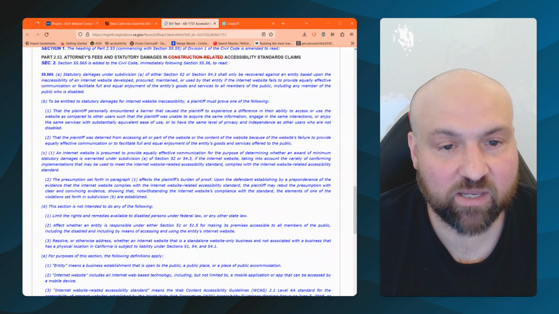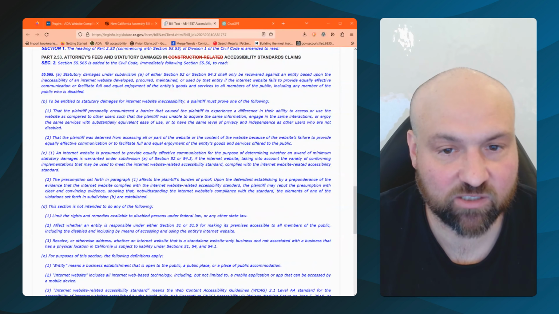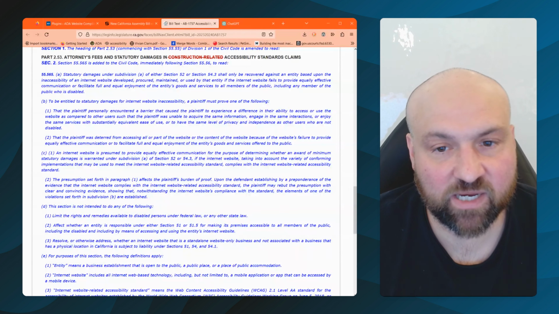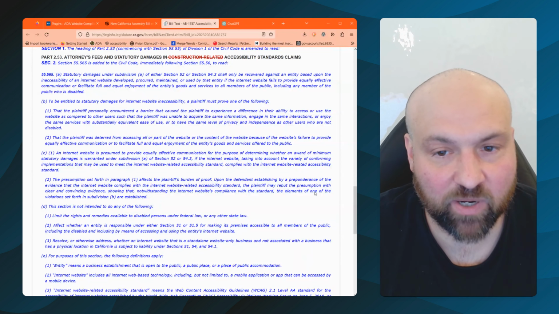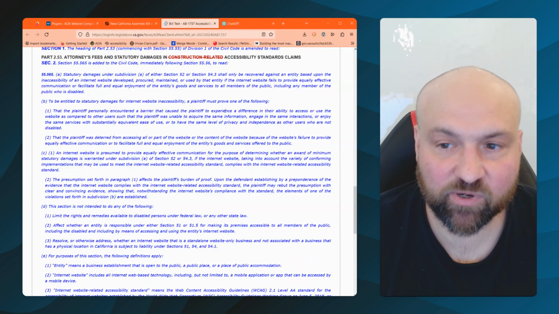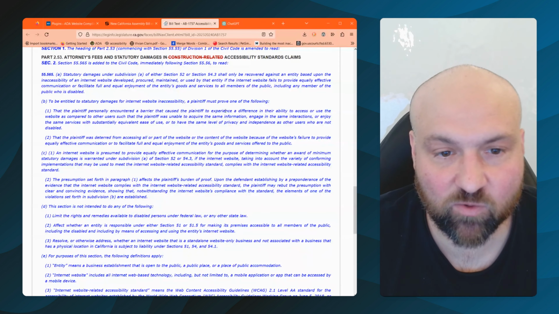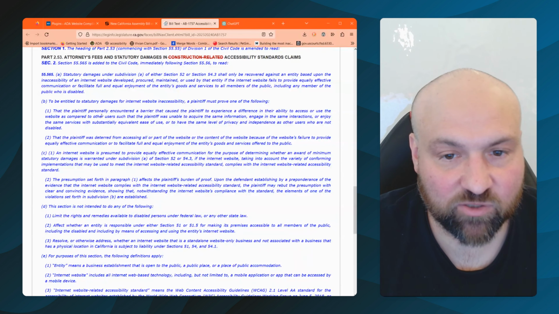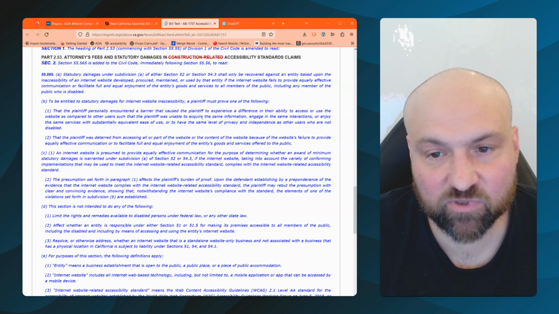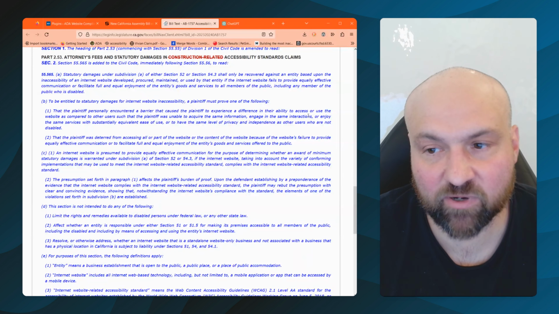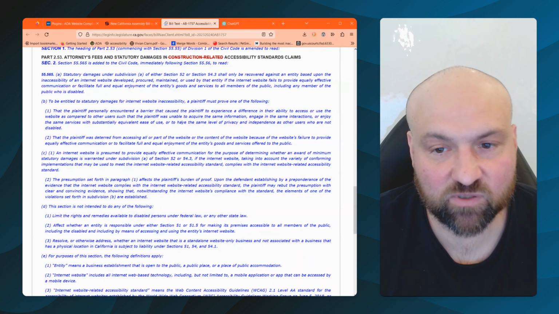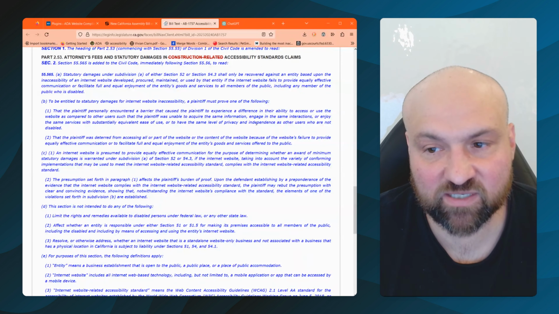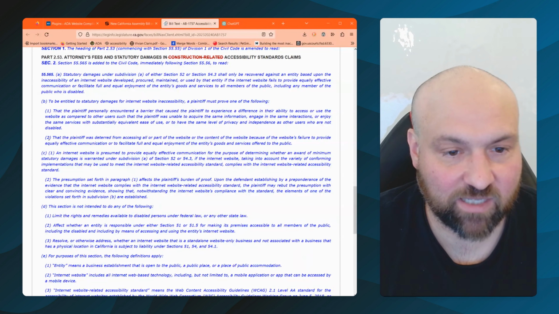The first is letter B, and it says, to be entitled to statutory damages for internet website inaccessibility, a plaintiff must prove one of the following. One, that the plaintiff personally encountered a barrier that caused the plaintiff to experience a difference in their ability to access or use the website as compared to other users, such that the plaintiff was unable to acquire the same information, engage in the same interactions, or enjoy the same services with substantially equivalent ease of use, or to have the same level of privacy and independence as others who are not disabled.